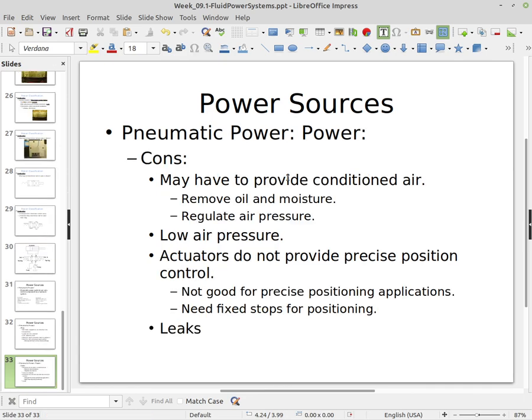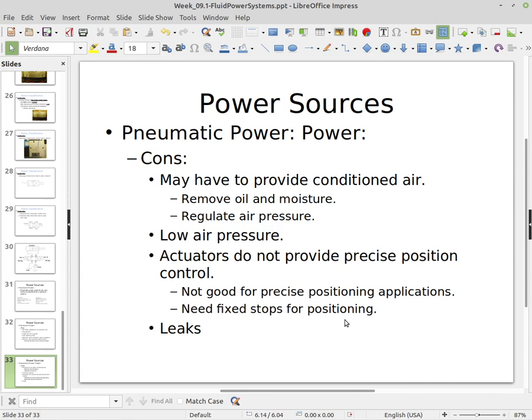All right, now some downsides. Number one, you do have to condition the air. You have to remove all the oil and moisture and impurities out of the air. You've got to maintain the air pressure. Another part is the fact that because it's air, it's compressible, and therefore you can't get very good precision control out of these actuators because they'll compress, so they do have some limitations there.